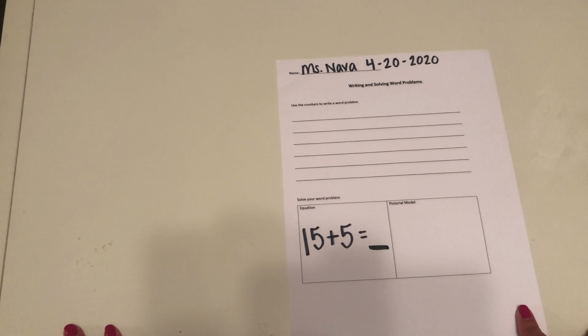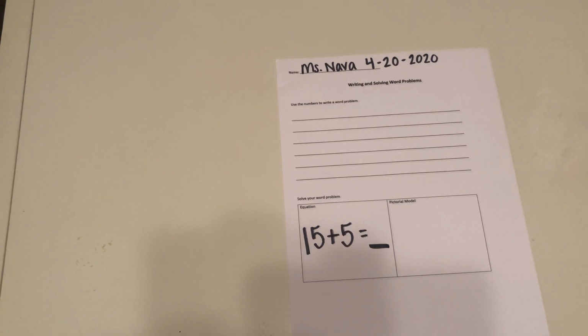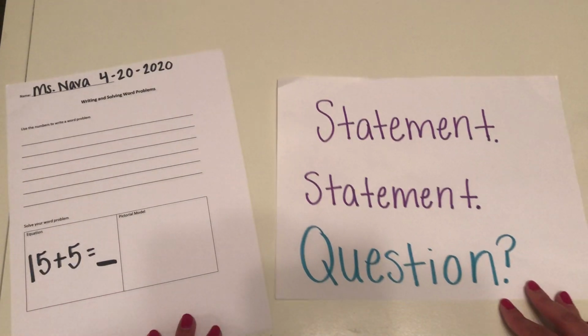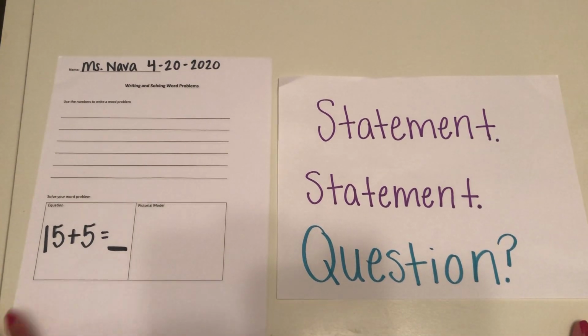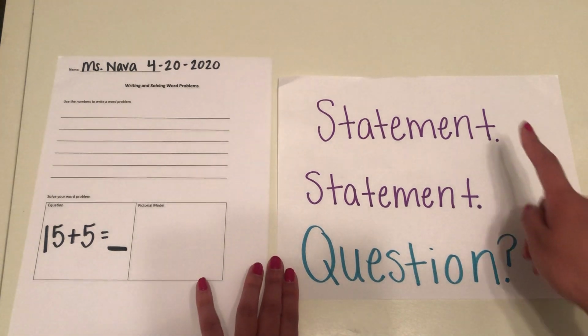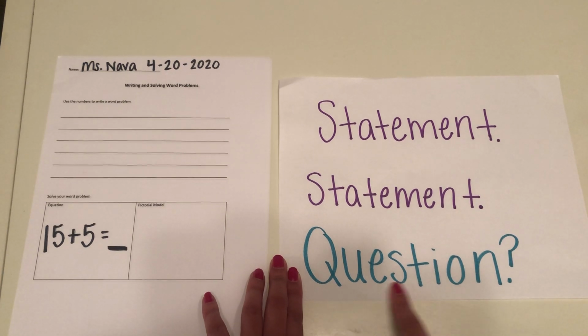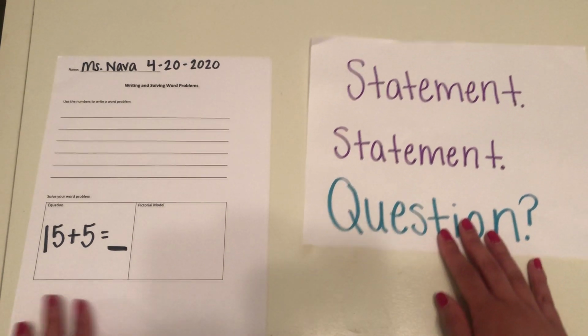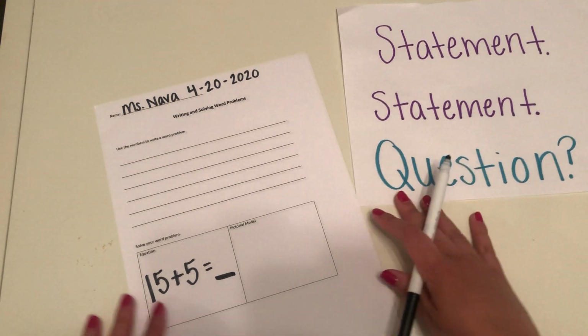So I have to think, what do I want to write? To help me, I want you to think about this. We talked about this in class before, and when you were working on creating word problems this week: when you create a word problem, it has to have a statement, it has to have another statement, and then it ends in a question. So I need to have 2 statements. Today I think I'm going to think about, I know we were just reading a book about planting seeds and gardening in the spring, so I'm going to plant some seeds.